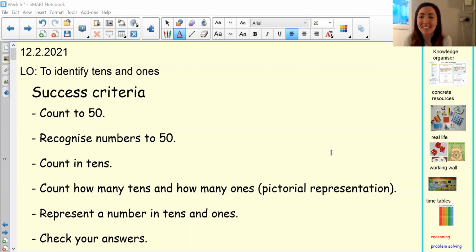I certainly am. Okay, so today in our math lesson we are learning to identify tens and ones, and our success criteria: count to 50, recognize numbers to 50, count in tens, count how many tens and how many ones in a pictorial representation, represent a number in tens and ones, and check your answers.